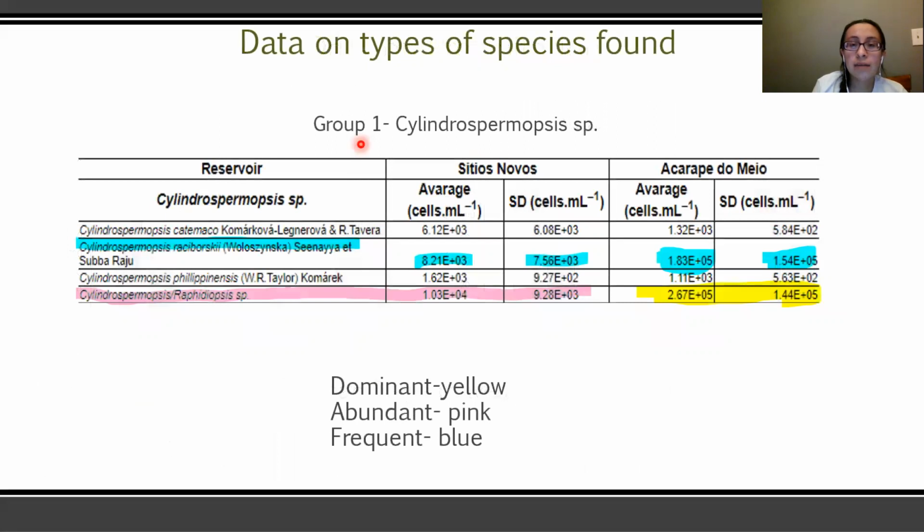So here is the data of the species found in the first group, which is Cylindrospermopsis sp. The most frequent species found, highlighted in blue, was Cylindrospermopsis raciborskii. And this was for both the Sitios Novos reservoir and the Acarape do Meio reservoir. The most dominant organism found in the Acarape do Meio reservoir was Cylindrospermopsis raphidiopsis. And then the most abundant species found in the Sitios Novos reservoir was Cylindrospermopsis raphidiopsis.